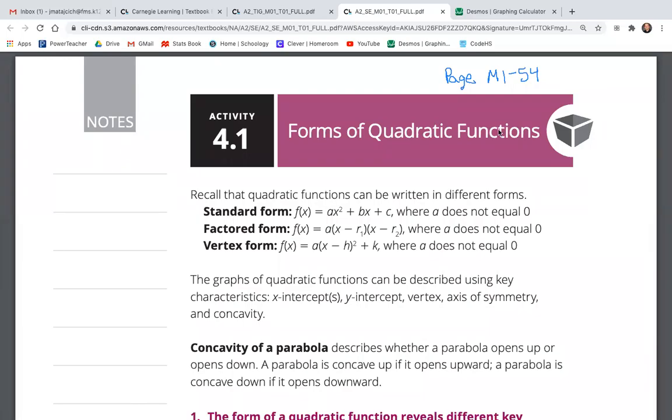So we're working on our textbook today. You can find this, Forms of Quadratic Functions, on page M1-54. And again, that's in volume 1 of your textbook that you got.